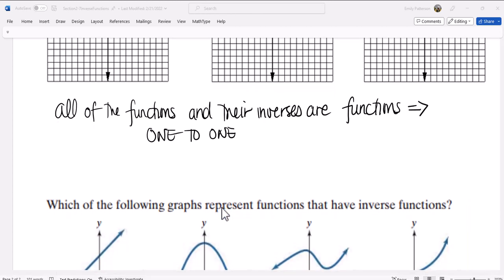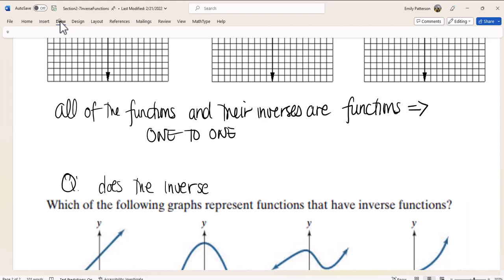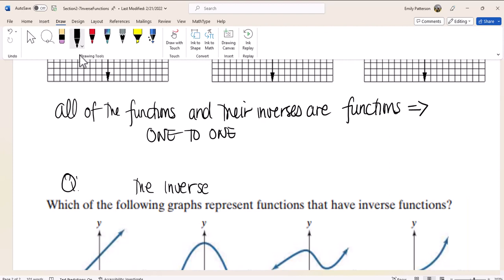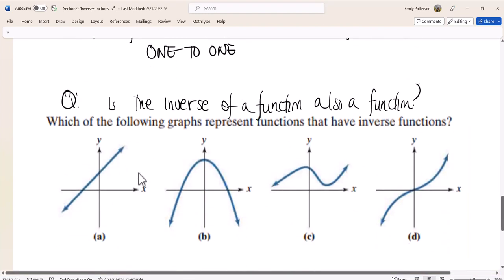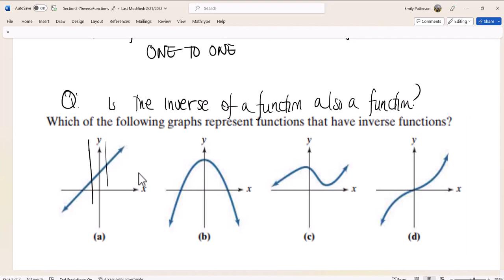We want to know, the question is, is the inverse of a function also a function? So if I'm looking at these graphs here, first of all, I notice that all of these already are functions, because if I do my originals, I do vertical line tests all day long, I will get these are all a function. And that's great.